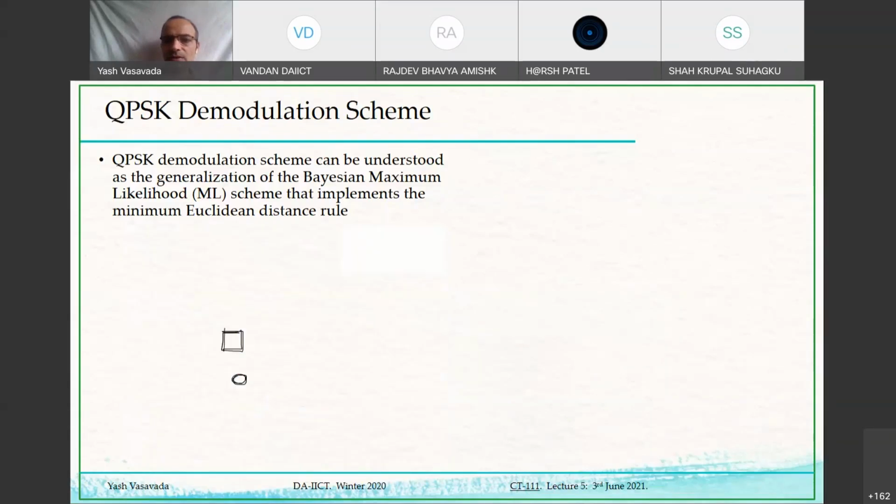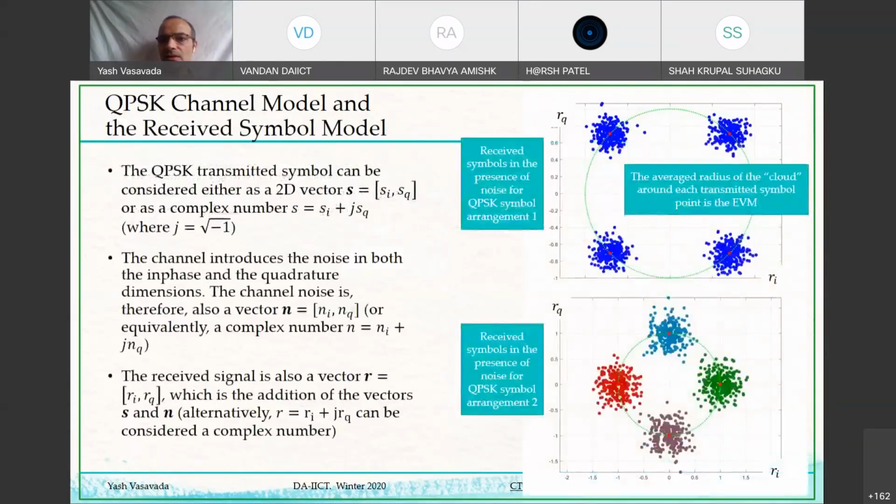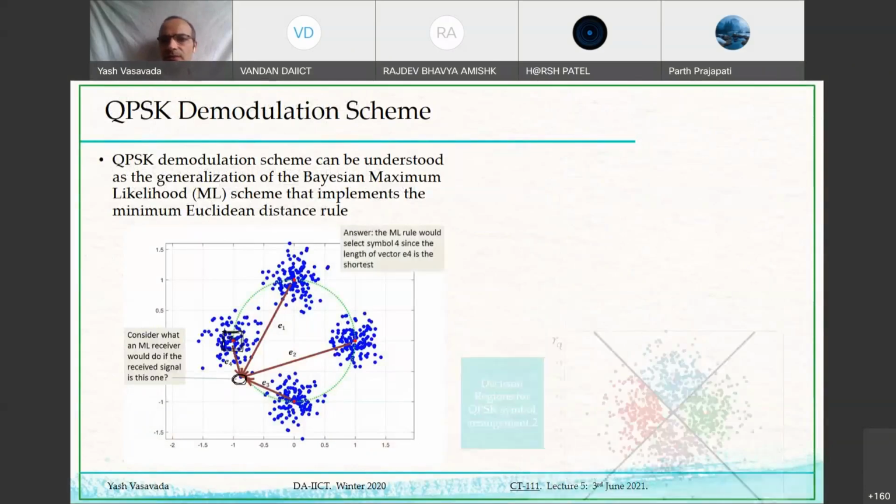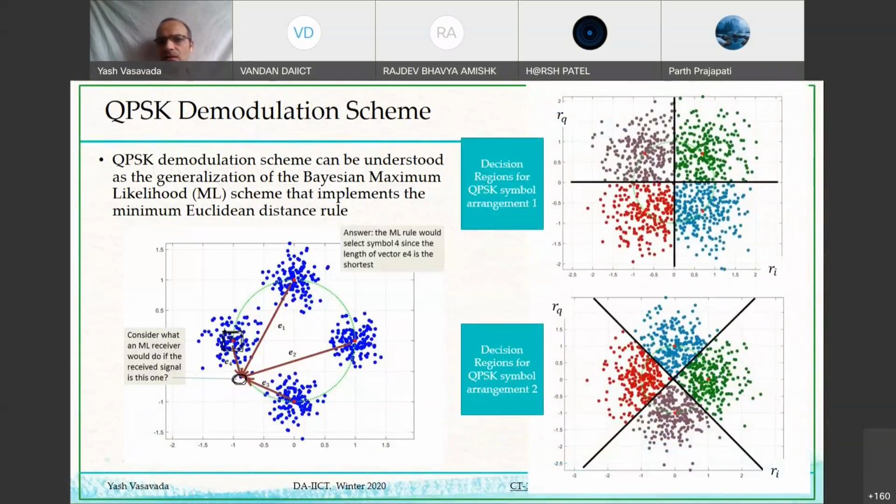What about the decision boundary for this particular constellation? This one over here. The X axis and Y axis. This will be simply four quadrants, correct? So you will see that the difference between these two constellations is that one is a 45-degree rotated version of the other. And so obviously the decision boundaries also got rotated by 45 degrees.